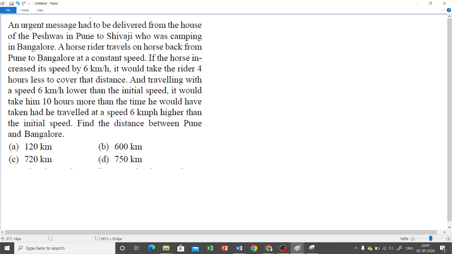Okay, an urgent message has to be delivered from the house of the Peshwas in Pune to Shivaji, who is camping in Bangalore. A horse rider travels on horseback from Pune to Bangalore at a constant speed. If the horse increases its speed by 6 km per hour, it would take the rider 4 hours less to cover that distance. And traveling with a speed 6 km per hour lower than the initial speed, it would take him 10 hours more than the time he would have taken had he traveled at a speed of 6 km per hour higher than the initial speed. Find the distance between Pune and Bangalore. If this is so difficult, then there is no need to send a message at all, actually.